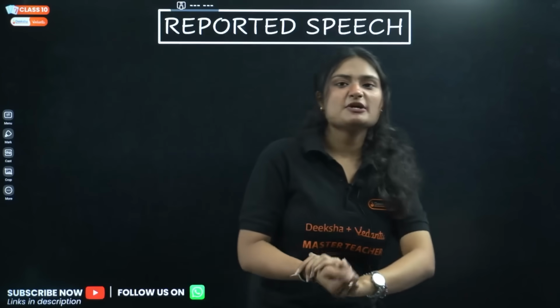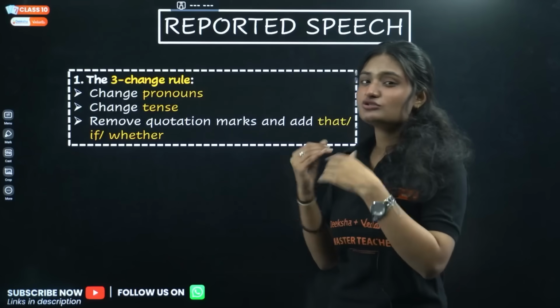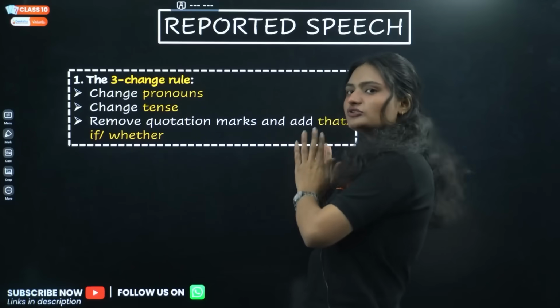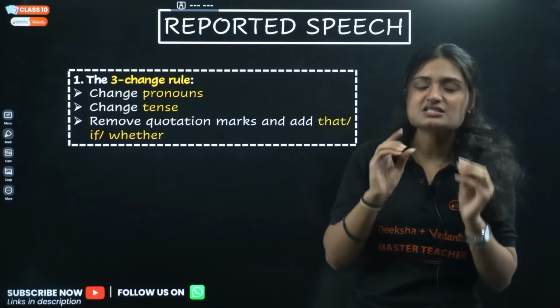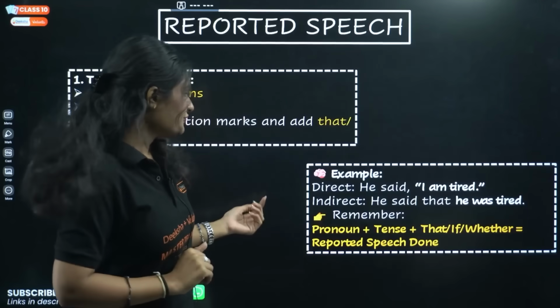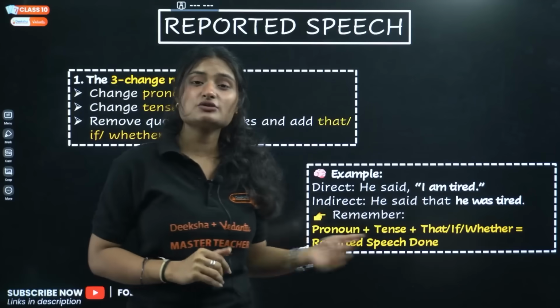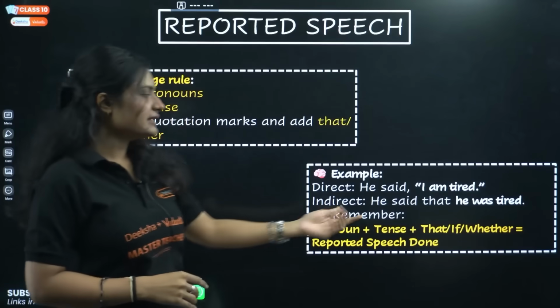Next is reported speech. In reported speech, you follow the three change rule, which is you change the pronouns, then you change the tenses, and then you remove the quotation mark and you add that, if, or whether, okay? Now let's see an example of it. So if you're given he said I am tired, what you will do, you'll write he said and you replace the quotation mark with that, if, or whether. I replaced it with that.